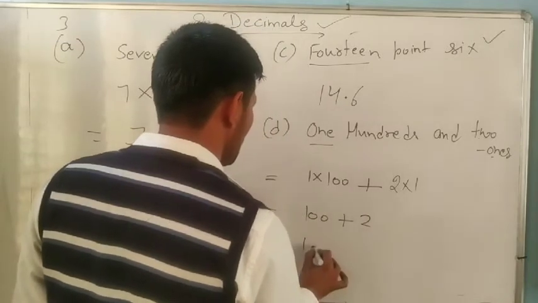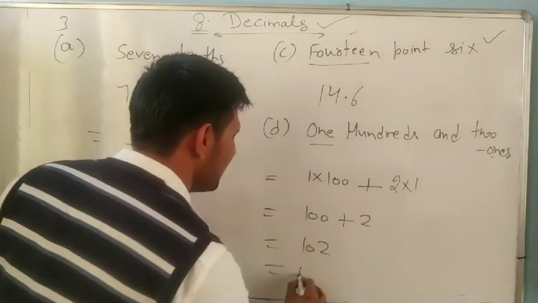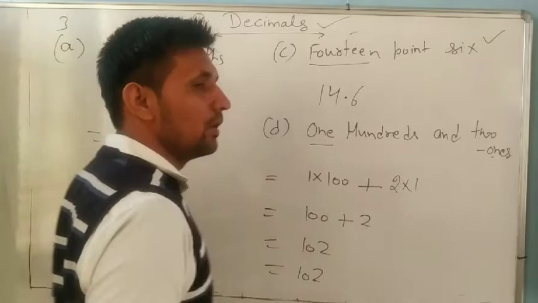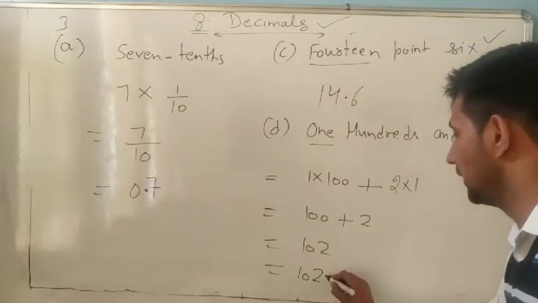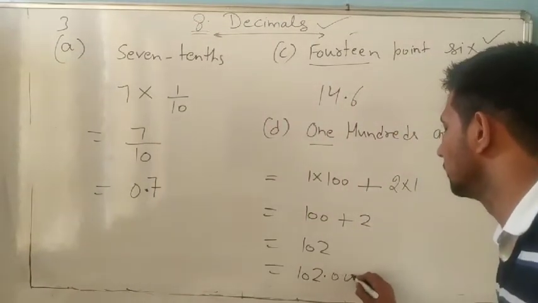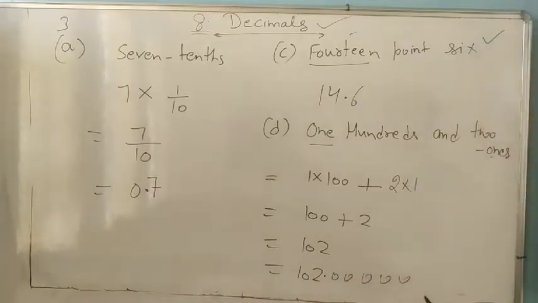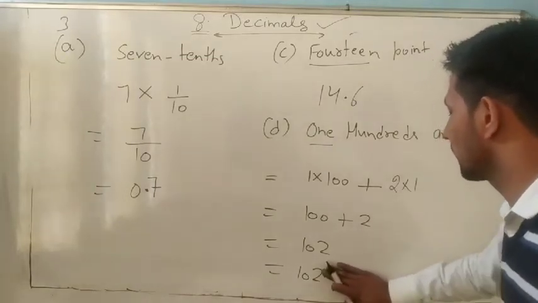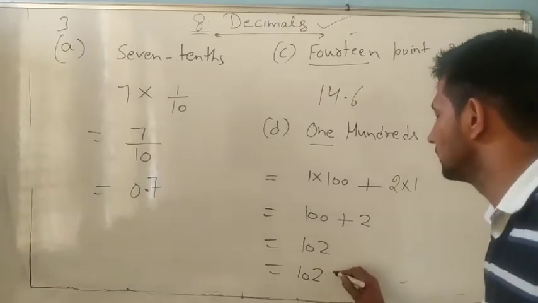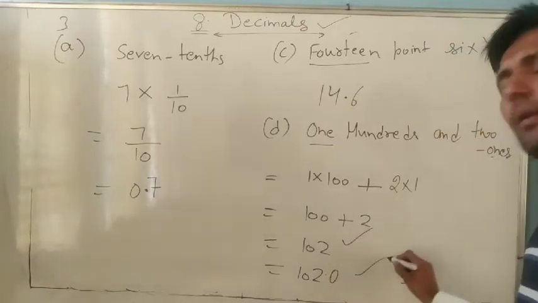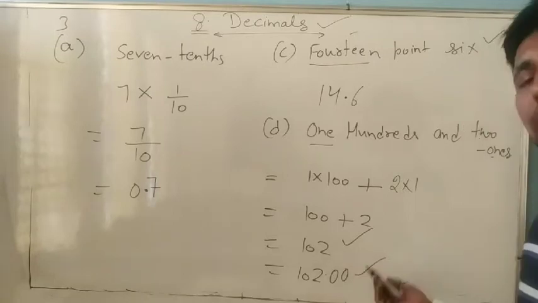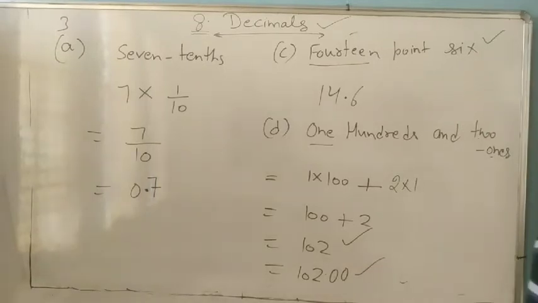So what is it? 102. Otherwise you can write 102 and after the decimal, if you put 0, 0, 0, countless 0s, the answer will not change. So you can write either 102 or 102.0, both are right, okay? You can even put 2, 0, 3, 0, 4, 0. The answer will not change, okay?